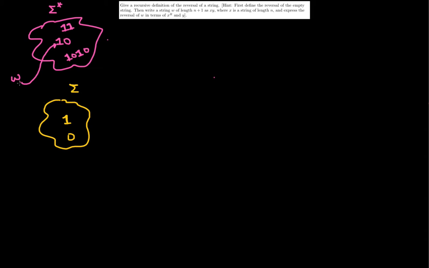So if I choose any w from the set pink, this w is going to belong in summation star. And if I choose any omega from this yellow set, this omega of length 1 is going to belong in my summation. Now the question is, give a recursive definition of a reversal of a string. Because I need the recursive definition, I need to have two cases here. I need to have something which is my basis, and I need to have something that happens to be the recursive part.